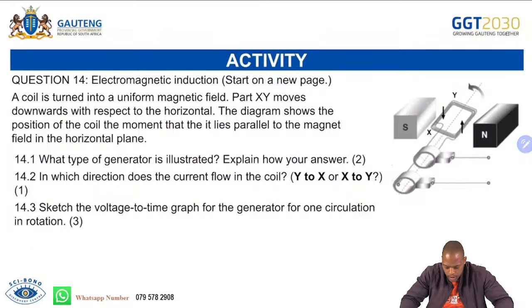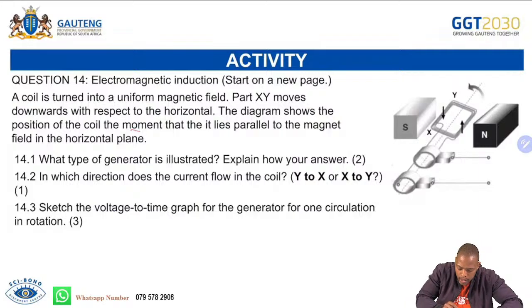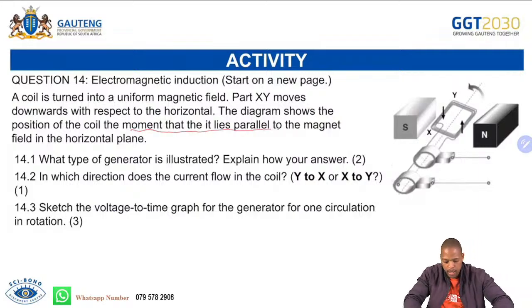Right, grade 12. Let's look at this simple activity that will take us a few minutes and then see if we can answer it correctly. Question 14 then says electromagnetic induction. Start on a new page. A coil is turned in a uniform magnetic field, but X and Y moves downwards with respect to the horizontal. The diagram shows the position of the coil at the moment that it lies parallel to the magnetic field. This is very important. The moment that it lies parallel to the magnetic field in the horizontal plane.